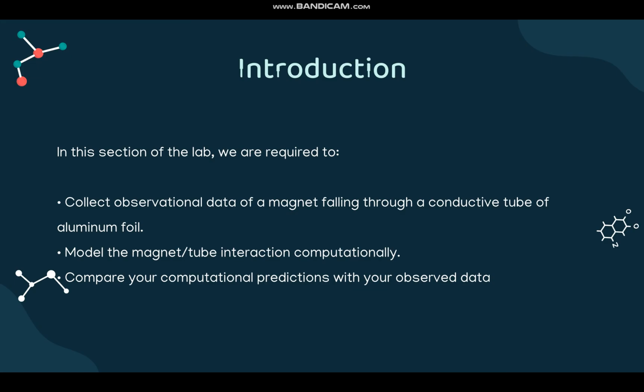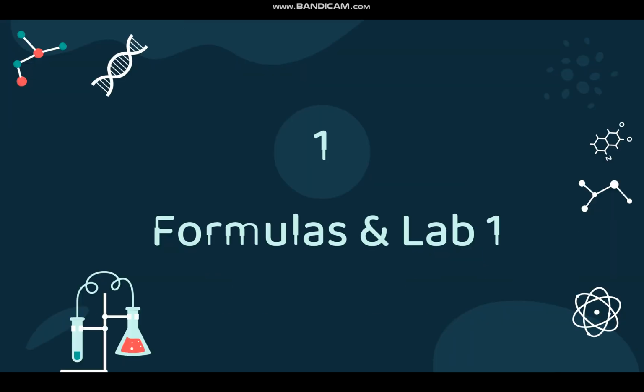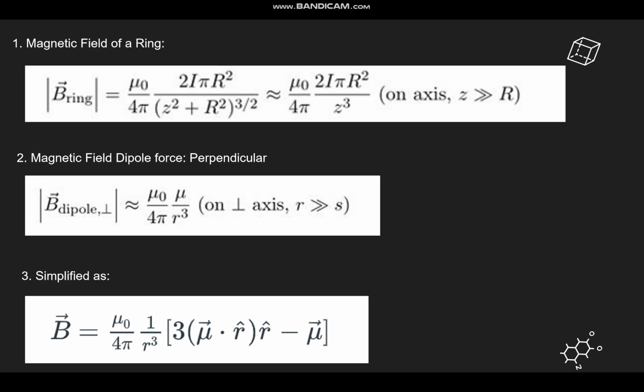And in this section of the lab, we're required to collect observational data of a magnet falling through a conductive tube, which is aluminum foil wrapped around a pipe. And then we model the magnet using the VPython code, and we compare our computational results with our observed data. The formulas we use in the lab are shown above, and we simplify them as the final thing.